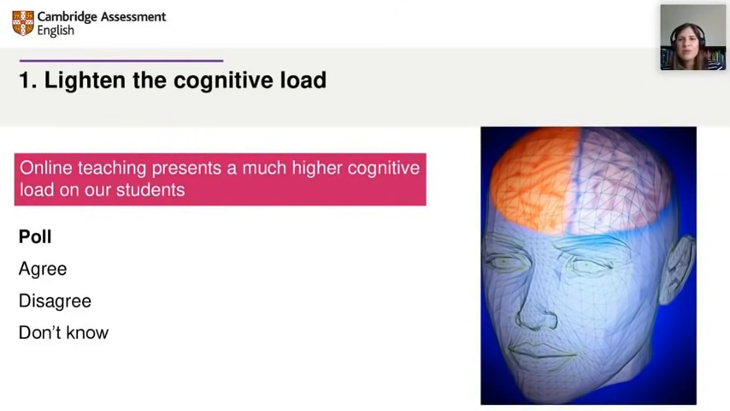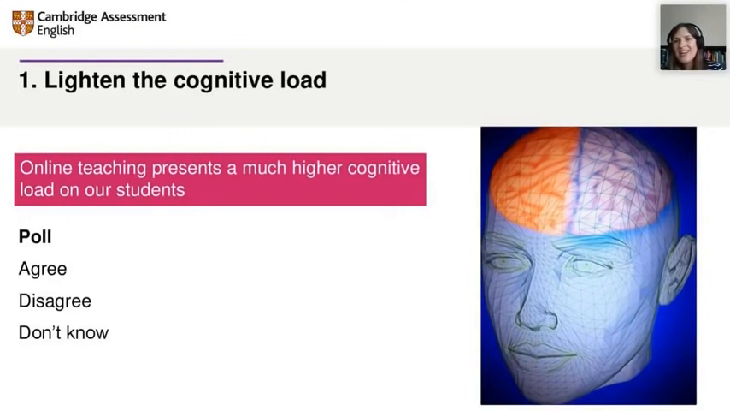So the first principle is lighten the cognitive load. Before we look at how we can lighten the cognitive load, I'd like to hear your opinion. Do you agree that this is a good idea? Does online teaching present a much higher cognitive load on our students? Do you agree, or do you disagree, or maybe you just don't know? So answer in the poll now. Does online teaching present a higher cognitive load on our students?